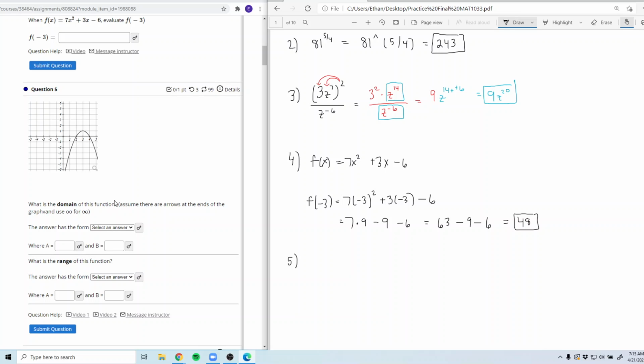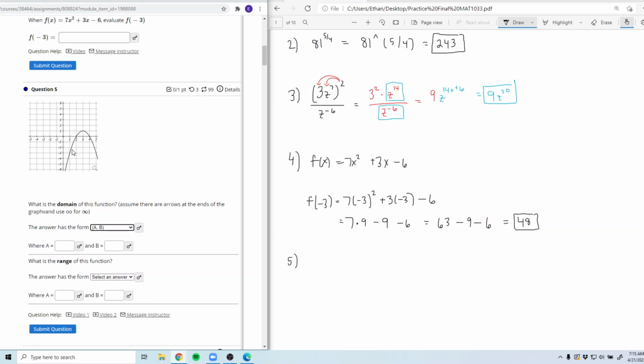Okay, so with that information, how do we write the domain and range? Well, the domain is the x values. And it's going to have the form with two parentheses, a and b with parentheses. The reason why it's having parentheses is because infinity and negative infinity always use parentheses.